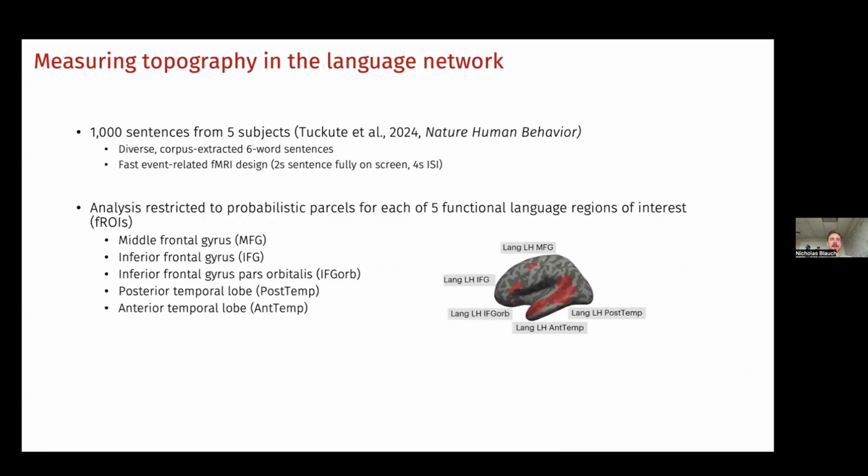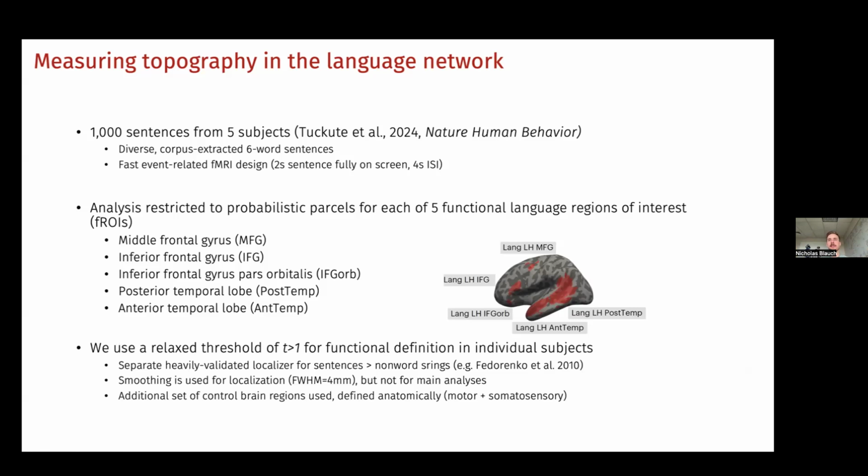We use these probabilistic parcels. So basically, these are the probabilistic parcels that are derived from many subjects of where these language regions usually are. Then you look within each of those and find the voxels that are selective for language in an individual subject, and that's what you analyze as the language network.